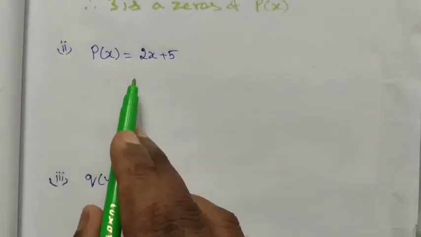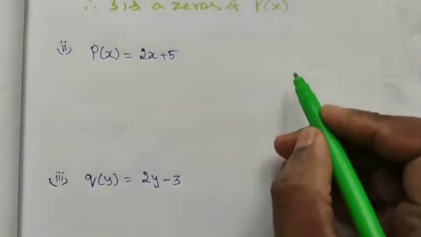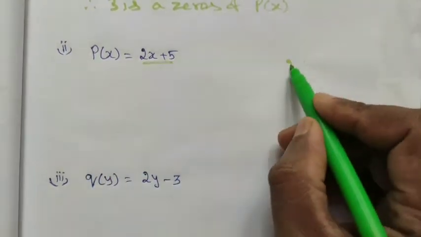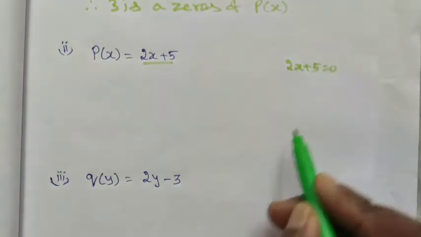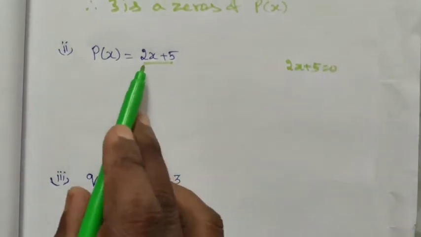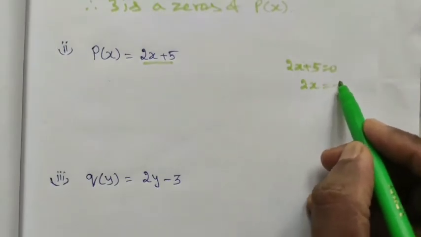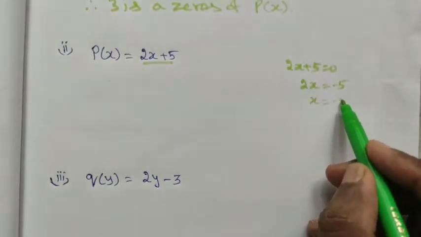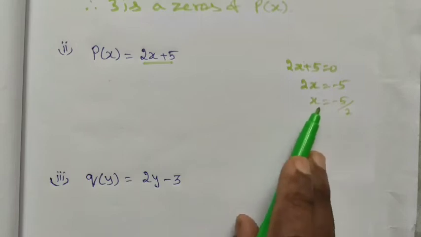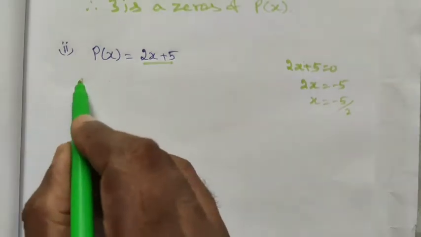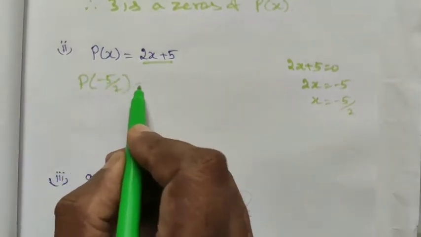Second Roman number, p of x is equal to 2x plus 5. Here I take this term equal to 0, 2x plus 5 equal to 0. It is very easy to find out the value of x. Here 2x is equal to minus 5, then x is equal to minus 5 by 2. Let's check it. x is equal to minus 5 by 2.